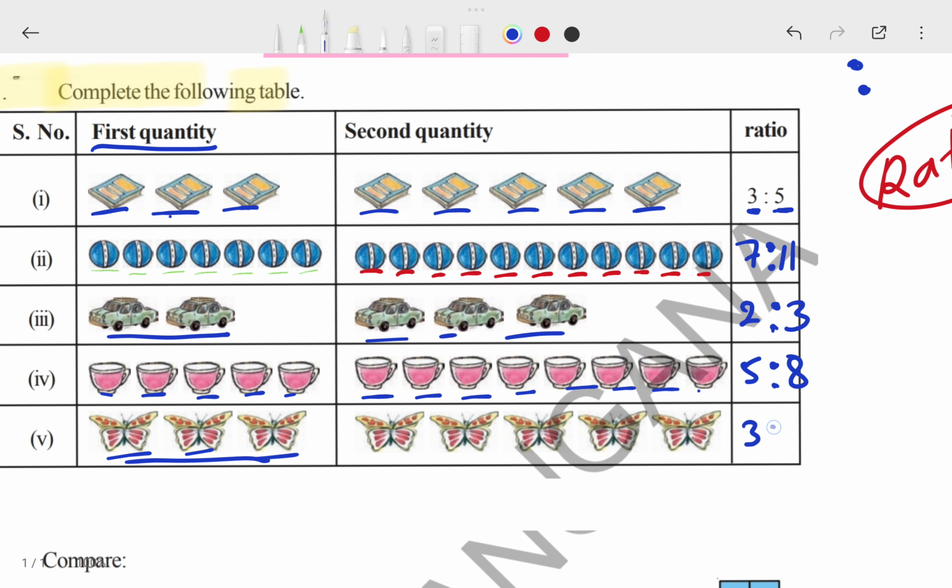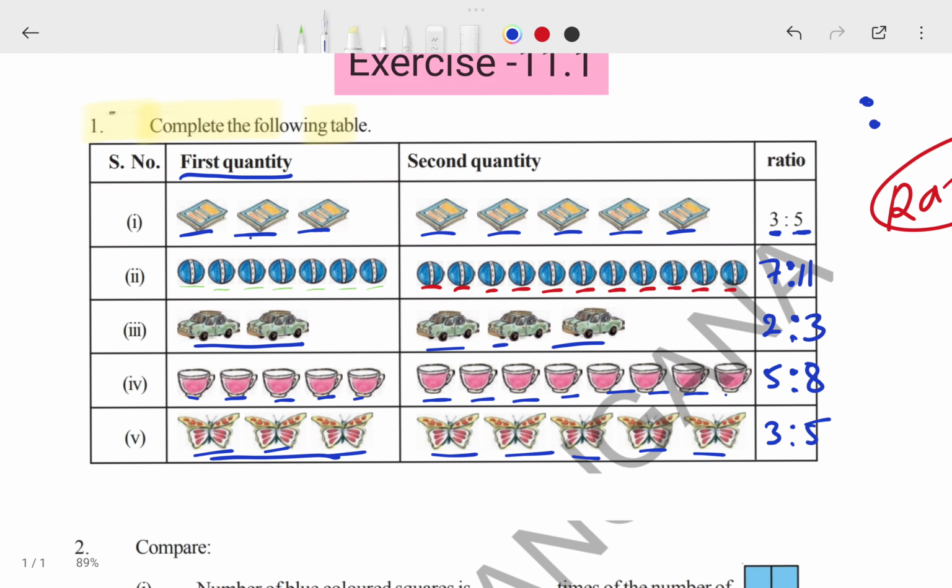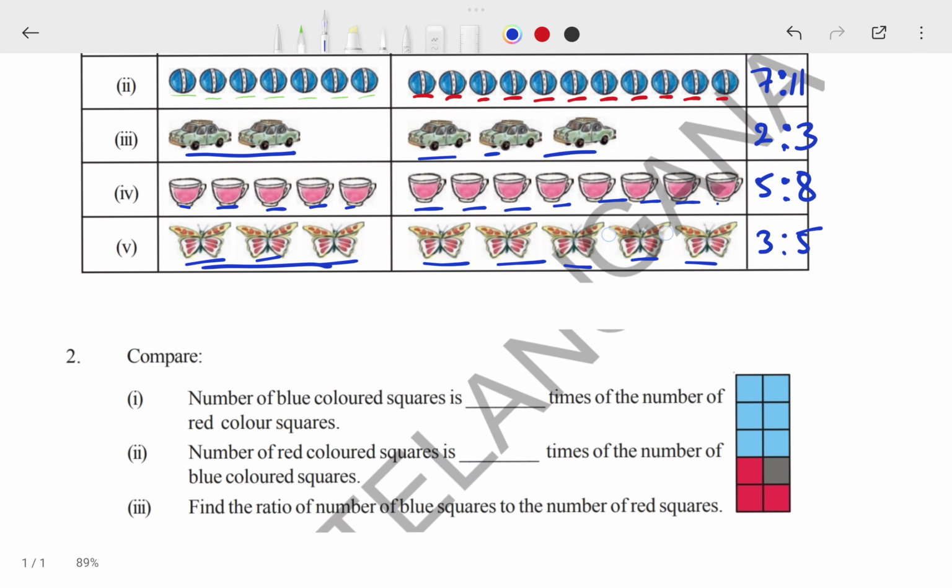Then put the ratio. Okay, after that count this one: 1 2 3 4 5 are there. Write the 5. So that's how we can find the ratio. Here we are finding the ratio. I hope it is clear for you and you don't have any doubt related to this one. Okay, so let's talk about the next one.